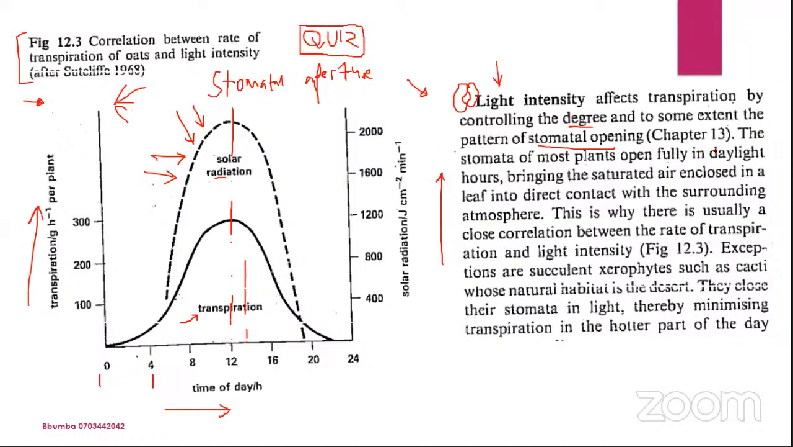The stomata of most plants open fully in daylight hours, bringing the saturated air enclosed in a leaf into direct contact with the surrounding atmosphere. This is why there is usually a close correlation between the rate of transpiration and light intensity. The exceptions are succulent xerophytes. Now, these xerophytes are normally grown in arid areas, such as cactus, whose natural habitat is the desert. They close their stomata in light, thereby minimizing transpiration in the hotter parts of the day.